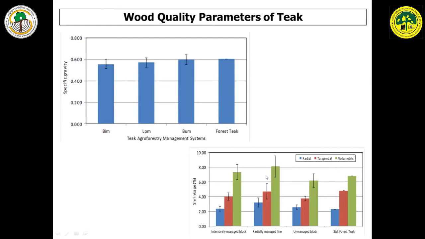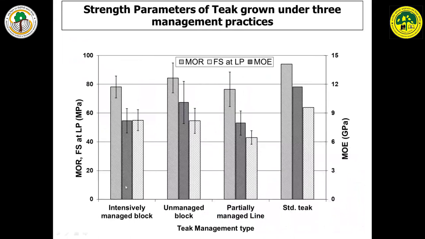Now shrinkage properties were also compared between the two, and we found that unmanaged was having the lower shrinkage compared to the managed one. Now these are the mechanical properties which we had compared. MOR is the strength and MOE the stiffness. Obviously the managed plantation grown teak has smaller values of the properties when we compared with the standard teak.